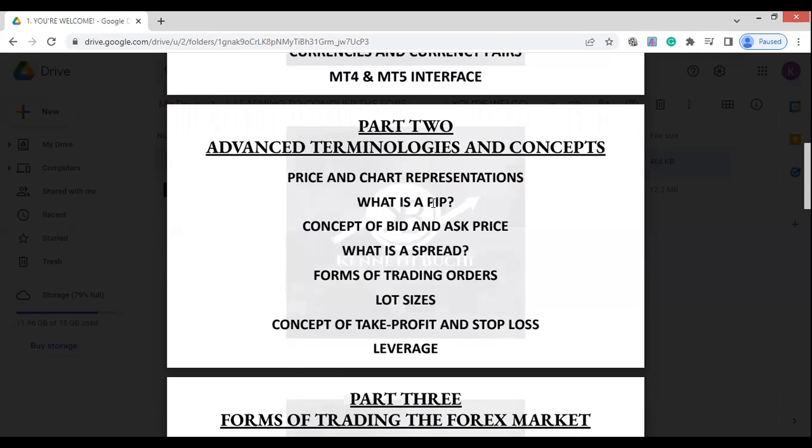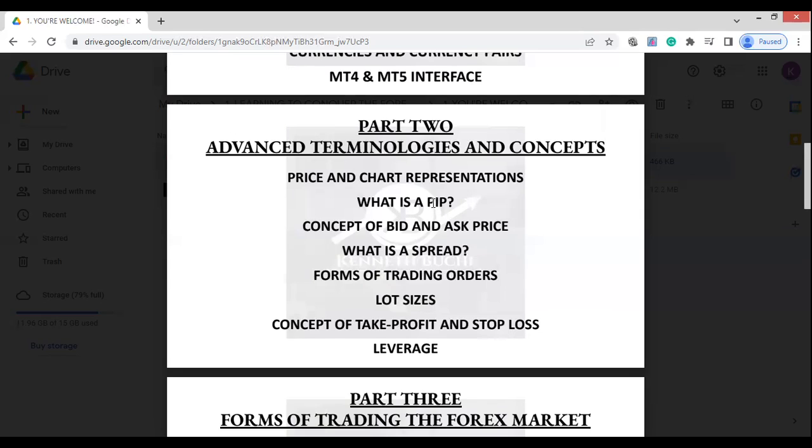Now the second part will see us going deeper: advanced terminologies and concepts. These terminologies and concepts are a little bit more advanced than the basics which we learned from the previous part. In the advanced terminologies and concepts, we're going to be looking at what we call price and chart representations. After that, you learn what a pip is. Then you learn the concept of bid and ask price. After that, you learn what a spread is. You also learn forms of trading orders, lot sizes, concept of take profit and stop loss, and finally, we learn what we call leverage.